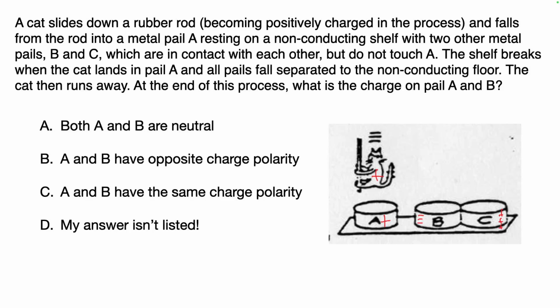Now the shelf breaks. Everything hits the floor, but the floor is an insulator, so no charge can be transferred, right? It's an insulating shelf. So no charge, right? Okay. So what do the pails end up as? What's the charge on pail A? Positive by conduction, by actual contact with the charges. Okay. And then pails B and C. B has what? Negative charge. C has positive charge. We call that induced charge. Something didn't actually touch those pails.